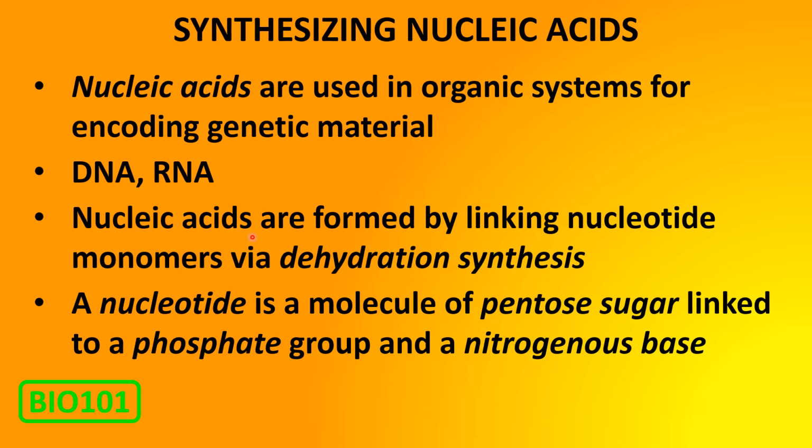So nucleic acids are formed by linking nucleotides, that's the monomer subunit, via, how do you hook things together in organic systems? Dehydration synthesis. Take out water, create a bond, boom, you got it. So nucleotide is a molecule of a pentose sugar, we'll look at the structure in a minute, linked to a phosphate group, we've seen that already, and a nitrogenous base. We'll look at the structure here in a second.